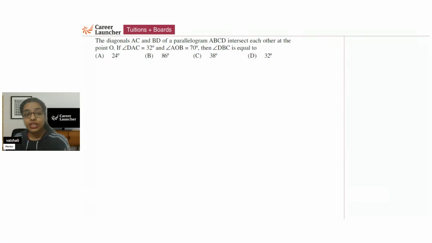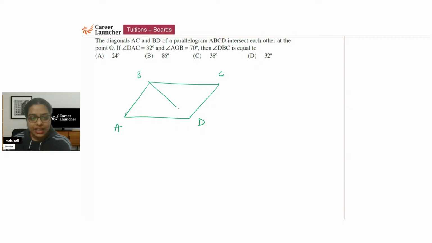Question number 4 says the diagonals AC and BD of a parallelogram ABCD intersect each other at the point O. So let's make a parallelogram. So naming this down as A, B, C and D, they are intersecting at the point O. Right? Now it is given to us that DAC is going to be 32 degrees and AOB is equal to 70 degrees. Now what is the value of DBC? DBC मुझे ये angle बताना पड़ेगा.